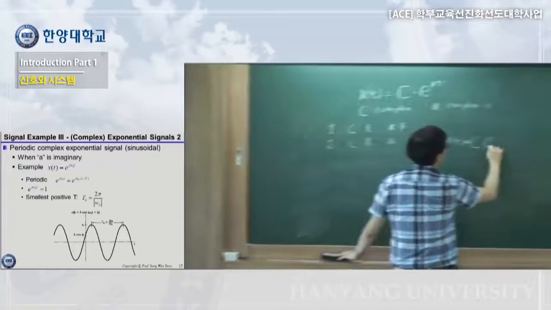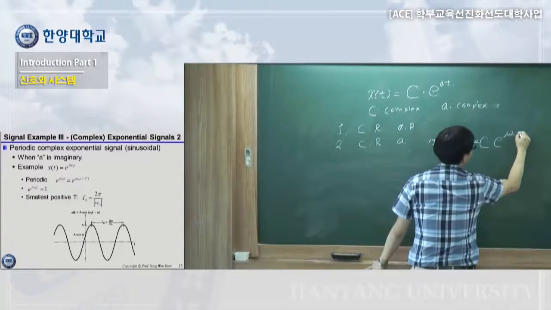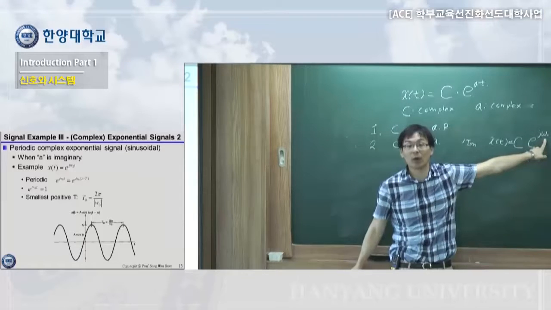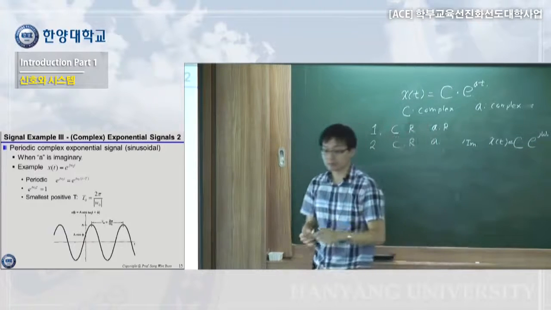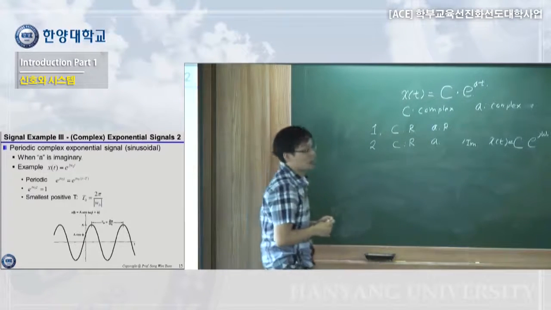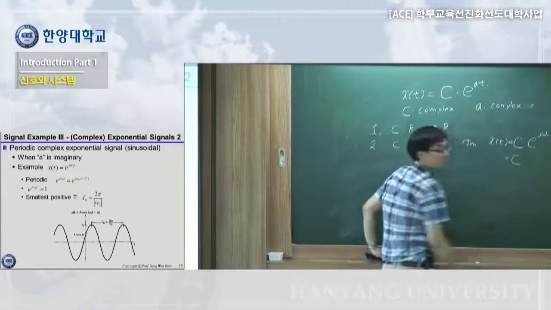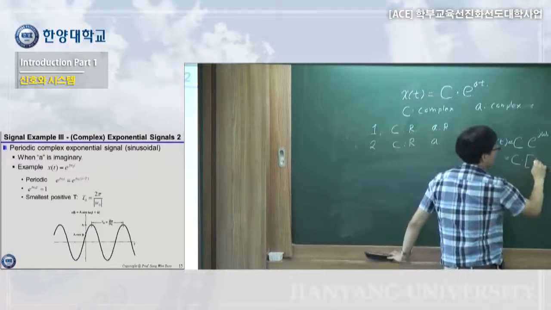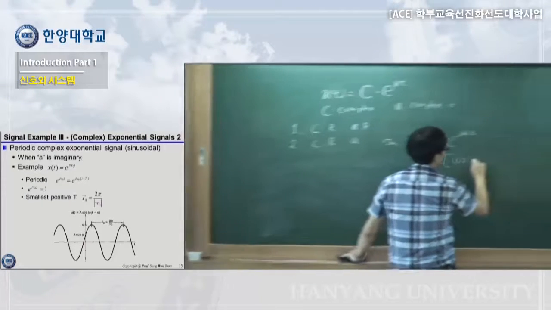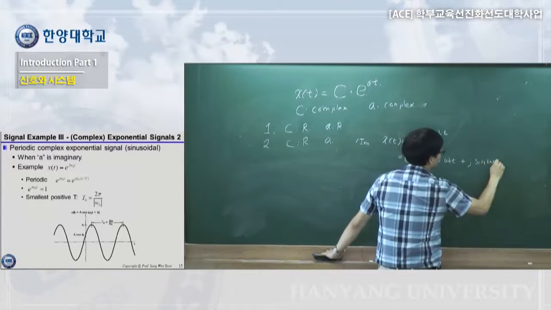Let's change them as e^(jω0t). jω0 is purely imaginary. So let's say our A is jω0. How do we find it? Let's go back to Euler. C is real. e^(jω0t) is cosine ω0t plus j sine ω0t.